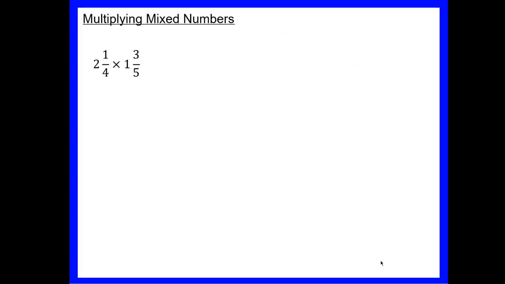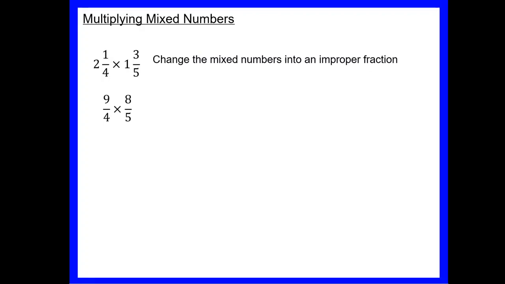Okay, so we're moving on now then to look at multiplying mixed numbers. So again, we'll go through the different steps first of all. So again, first step then, if we've got mixed numbers, we need to change them to improper fractions. So our first one then becomes 9 over 4, and our second one 8 over 5.